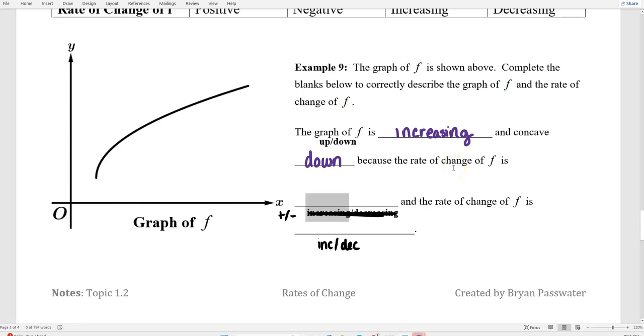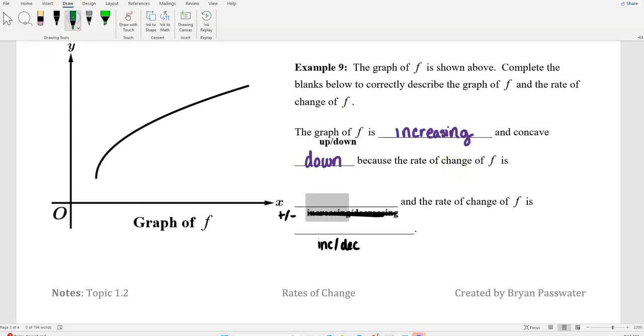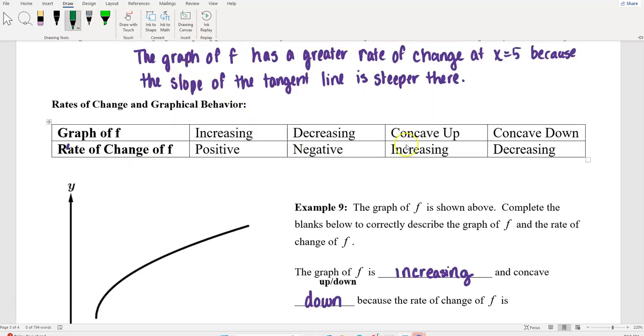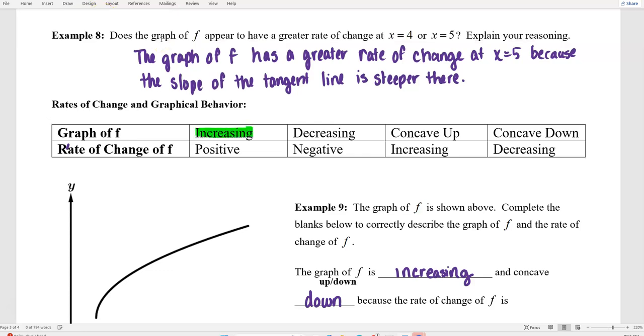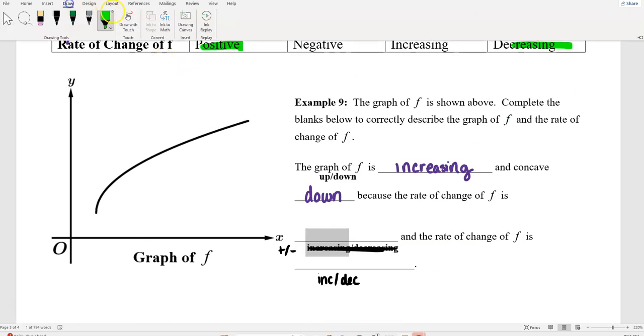Okay. We could just go straight to the table right here and say, oh, well, f is increasing and concave down, and then think about what that tells us about the rate of change of f. Positive, decreasing. That's one way to approach it. If you know that table, that works great. You can also think about your tangent lines.